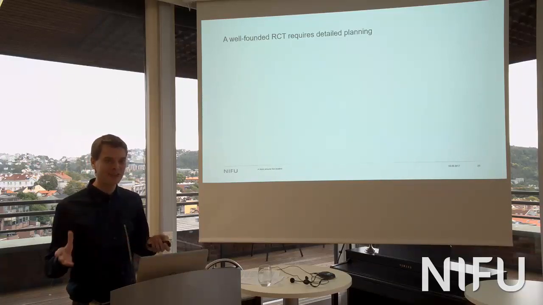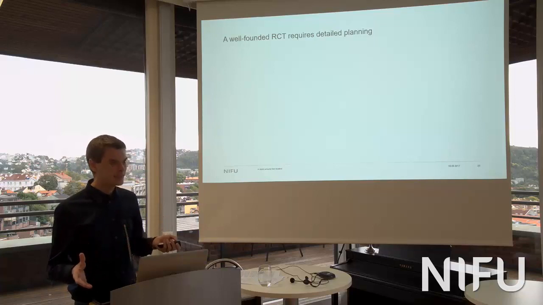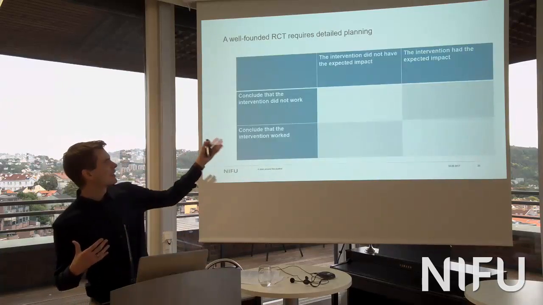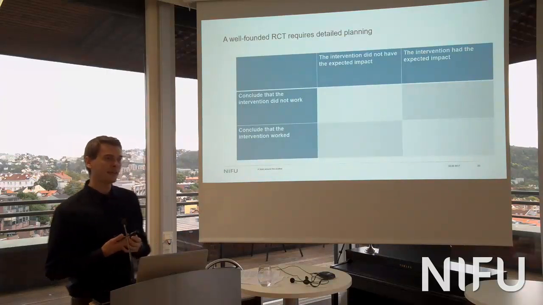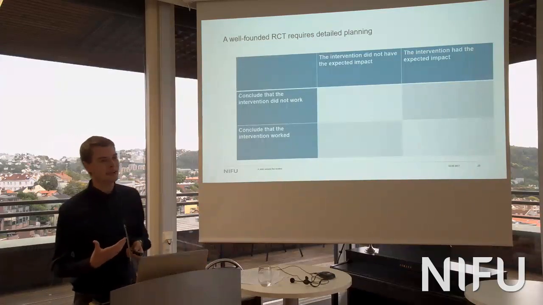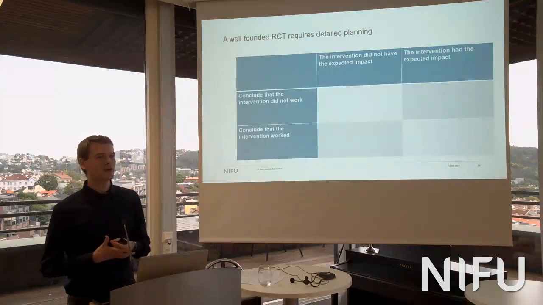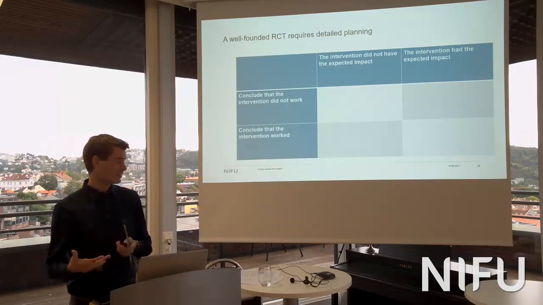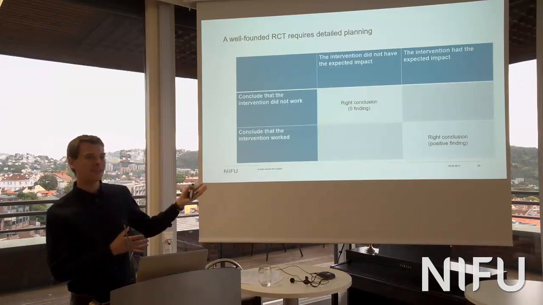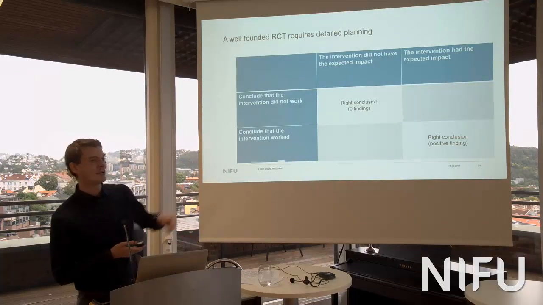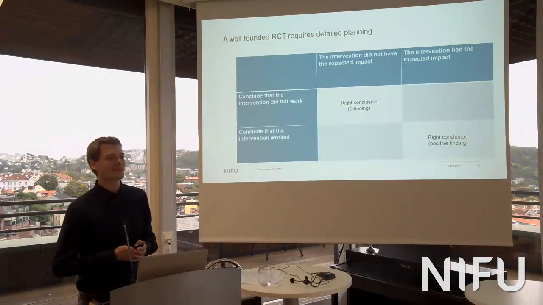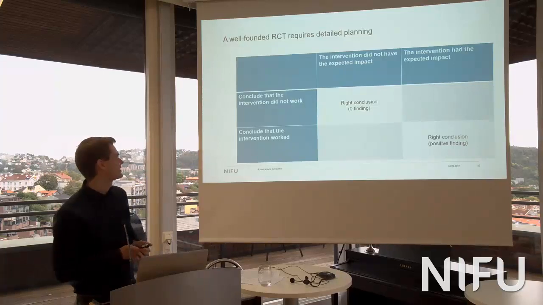To illustrate why this is needed, I often look at this diagram. Across we have whether an intervention actually had the expected impact or not, and down we have the conclusion of the study, whether we conclude that the intervention worked or not. Where we want to be at the end of the study is in this diagonal. If the intervention did not have the expected impact, we want to conclude that it didn't work, a null finding. And if it had the expected impact, we want to conclude that it worked.